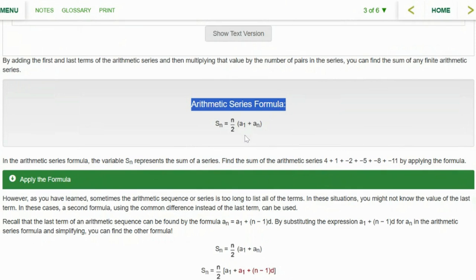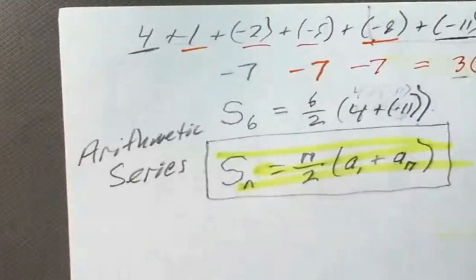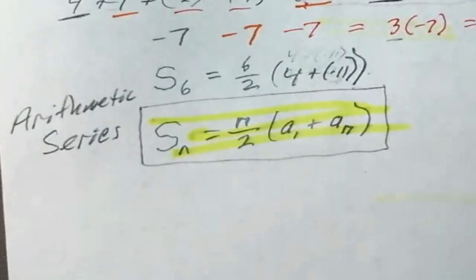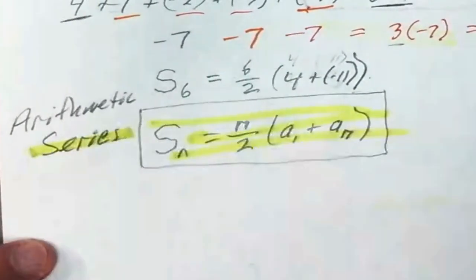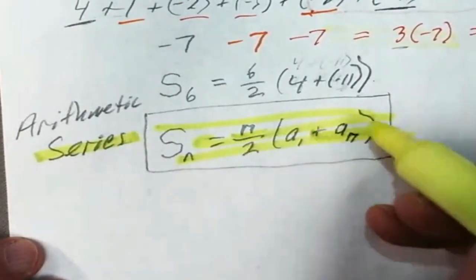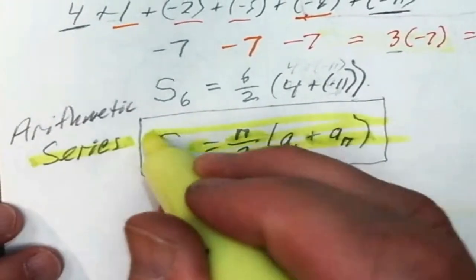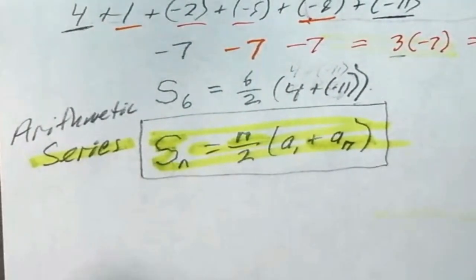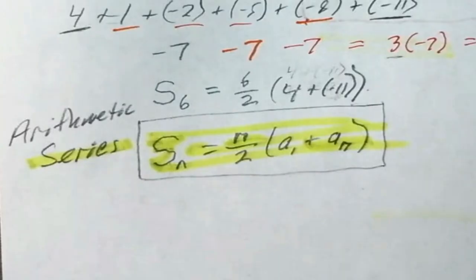I'm just going to highlight that. And I'm going to write in my notes. I'll show you in just a second. I just had that over there. This is an arithmetic series formula. Series. N divided by 2. And it uses an S instead of an A because this is the sum. It's not a particular term. It's the sum of all the terms. Arithmetic series. There we go.